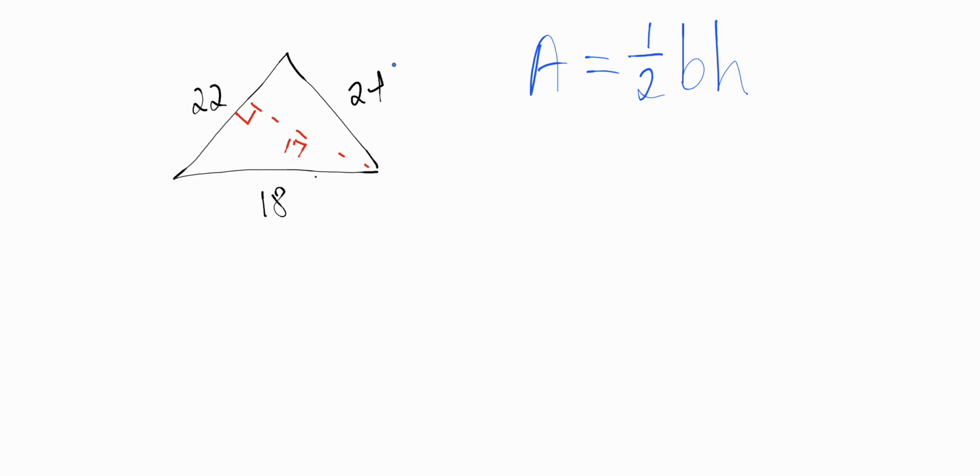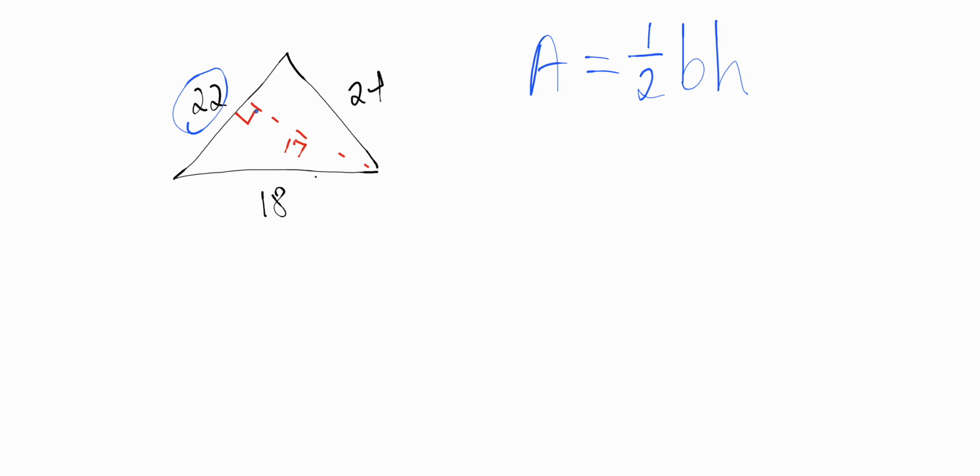Looking at how this triangle is drawn, your natural reaction would be to make this 18 the base because it is on the bottom of the triangle. However, because of the way this triangle is oriented, that 18 is not actually our base. Instead, this 22 is going to be our base, even though it's not on the bottom of the triangle.